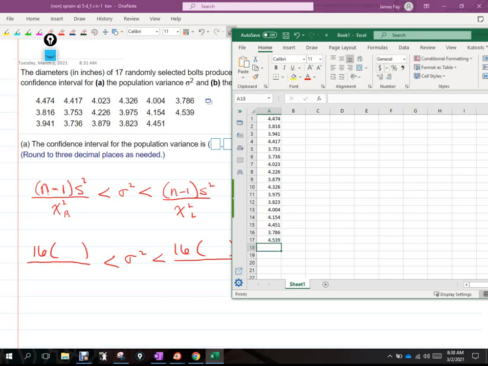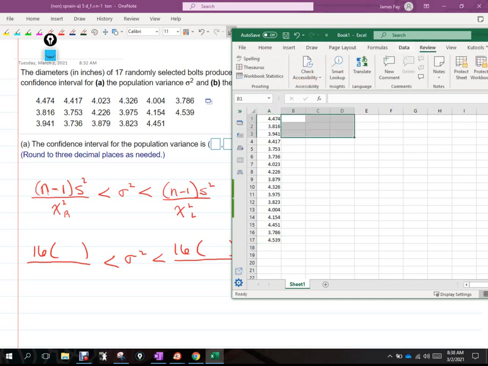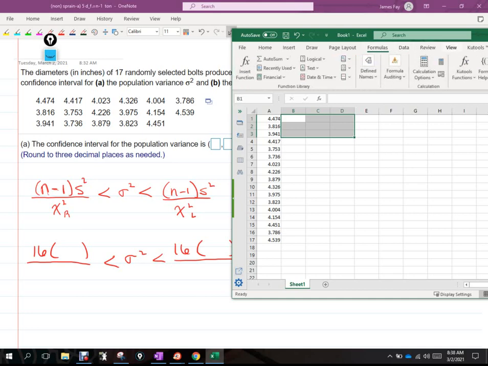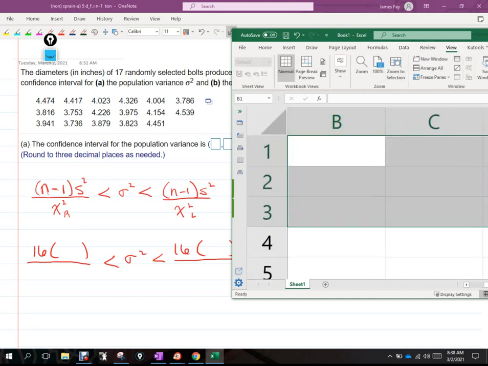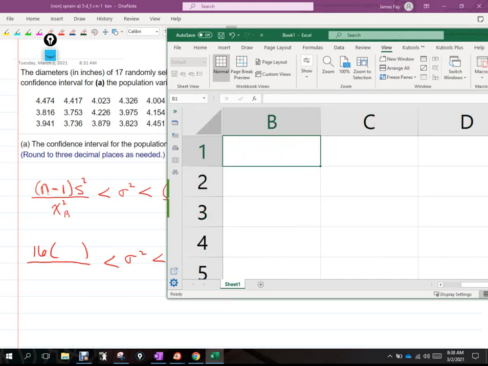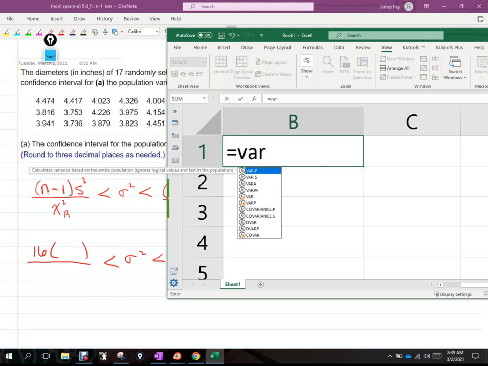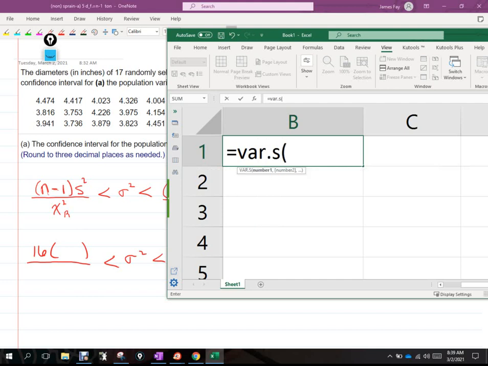Okay, so I've typed those in. Now I'm just going to zoom in on just this selection. I know my data is in column A, so I can put two things here. I can either type in standard deviation and get that value and then square it, or if I actually type in var.s, that's going to give me the variance of that list.